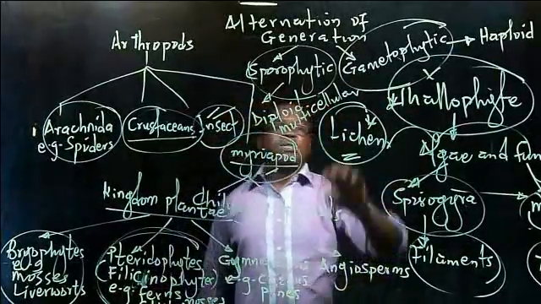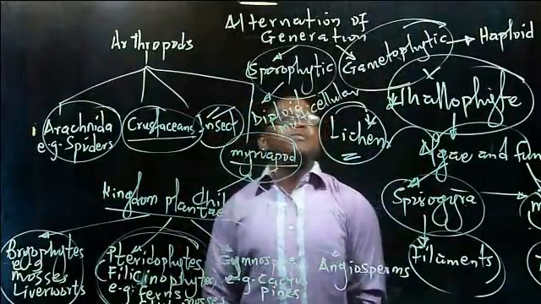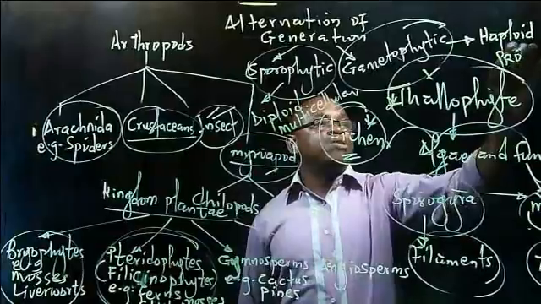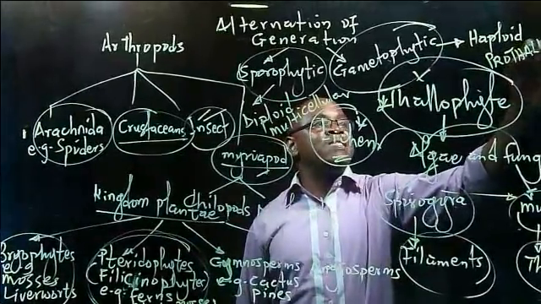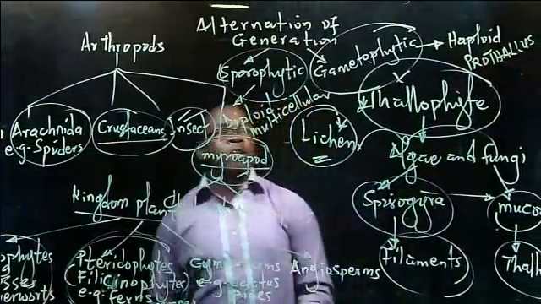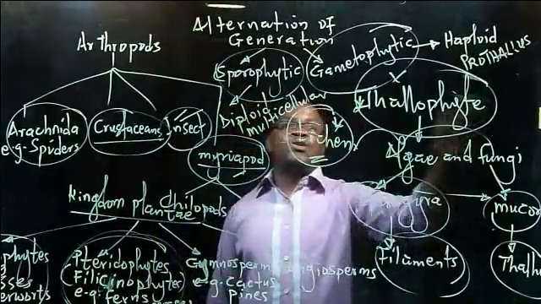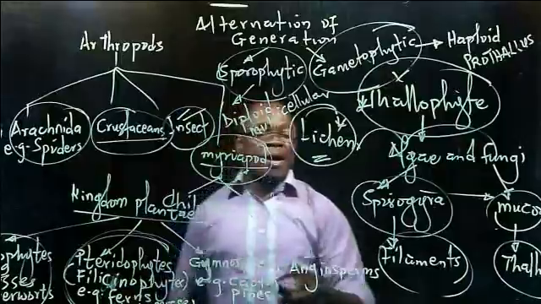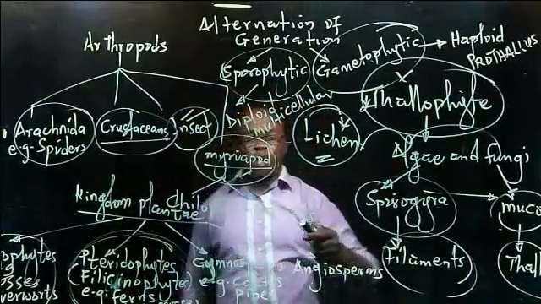Now, this gametophyte stage is usually represented using a structure called the prothallus, which you're looking at on your screen. It is a heart-shaped structure. The prothallus basically is used to represent the gametophytic stage of either a bryophyte or pteridophyte.